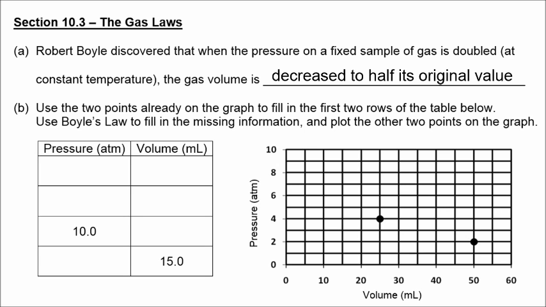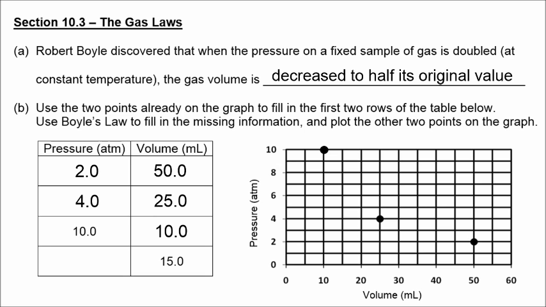So when the pressure is 2 atmospheres on this graph, the volume is 50 milliliters. When the pressure is doubled to 4 atmospheres, the volume is cut in half to 25 milliliters. And if the pressure were 10 atmospheres, we expect the volume would be 10 milliliters. What we're doing is pressure times volume. So 2 times 50 is 100, 4 times 25 is 100, so 10 times 10 is 100.